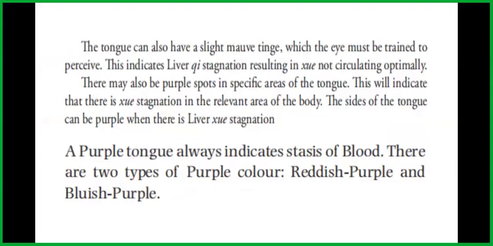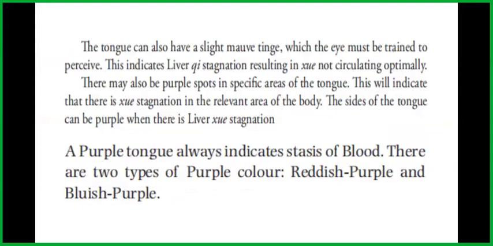The tongue can also have a slight mauve tinge, which the eye must be trained to perceive. This indicates liver qi stagnation, resulting in blood not circulating optimally. There may also be purple spots in specific areas of the tongue. This will indicate that there is blood stagnation in the relevant area of the body. The sides of the tongue can be purple when there is liver blood stagnation. A purple tongue always indicates stasis of blood.